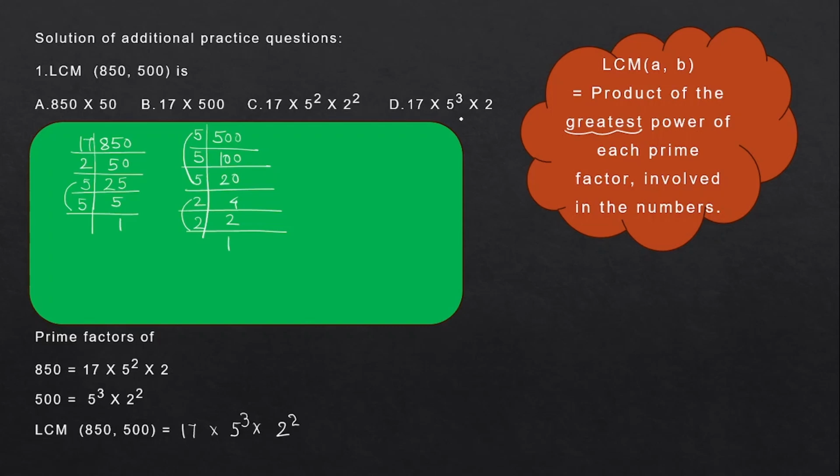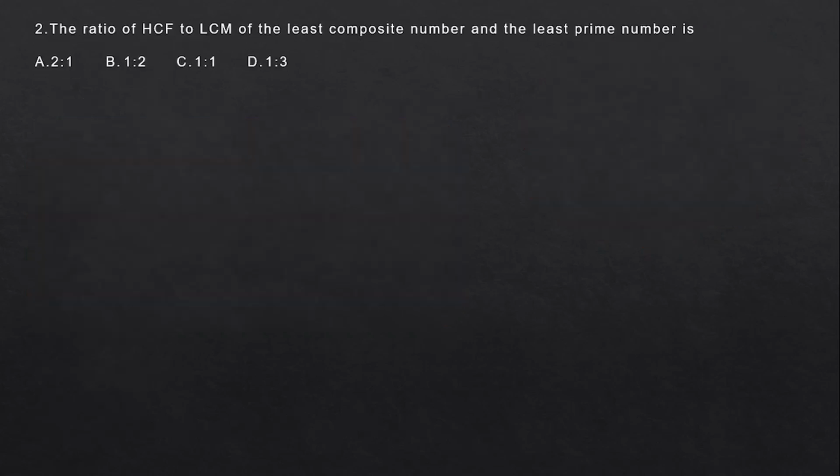No, I cannot see. But let us try to rewrite the same answer in terms of the options given. I can see from here 5 cube times 2 square is 500. So this can also be written as 17 times 500. And this is nothing but our option number B. So the LCM of 850 and 500 is 17 times 500. I hope understood. Let's move further.